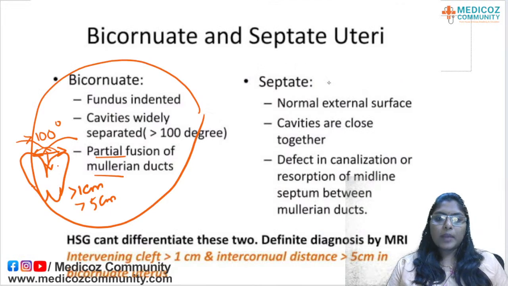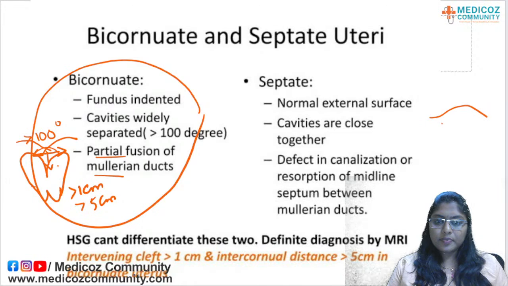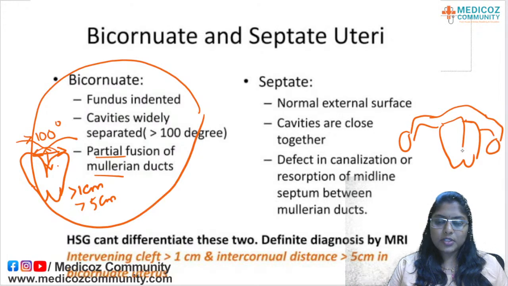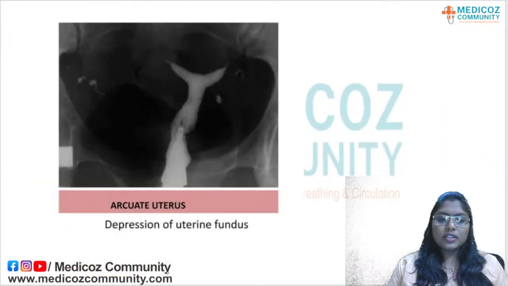Next, coming to the septate, there is normal external surface, but there is a septum in between. These are the fallopian tubes and the ovaries, and there is a septum in between. The cavities are so close together. The defect in canalization or resorption of the middle septum between the Mullerian ducts causes the septate uterus. This is an image representing the arcuate uterus. There is depression of the uterine fundus.